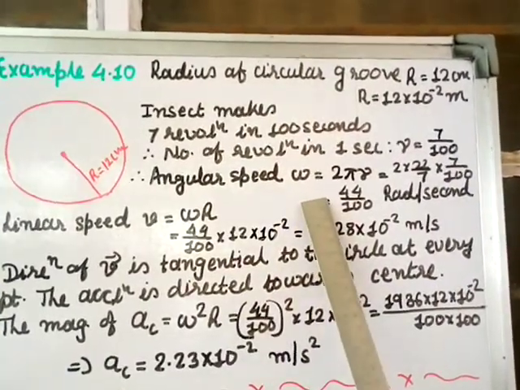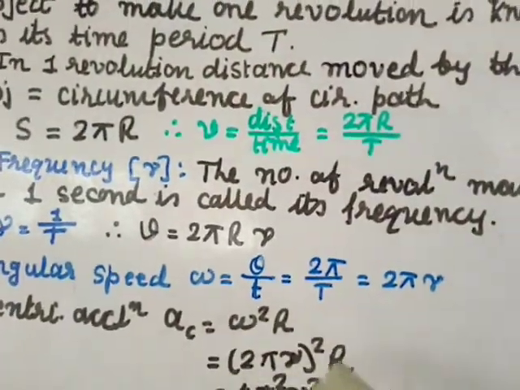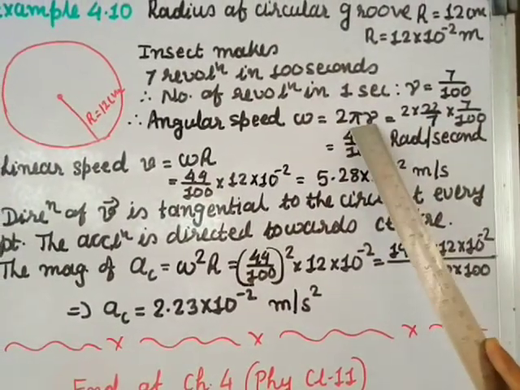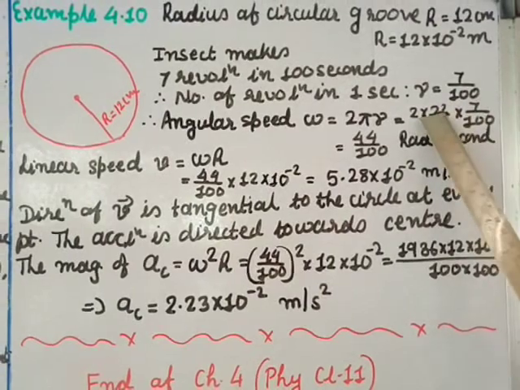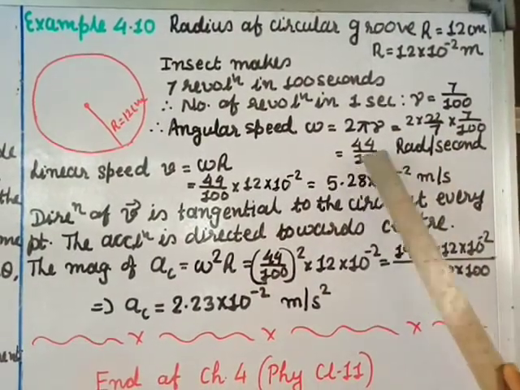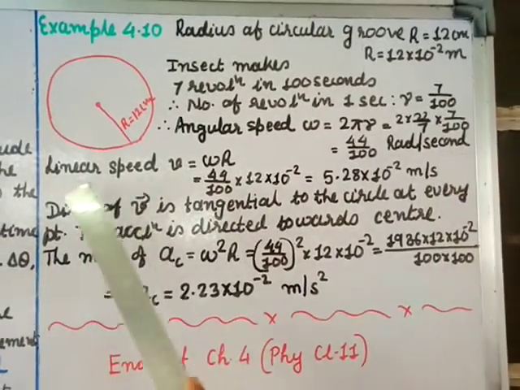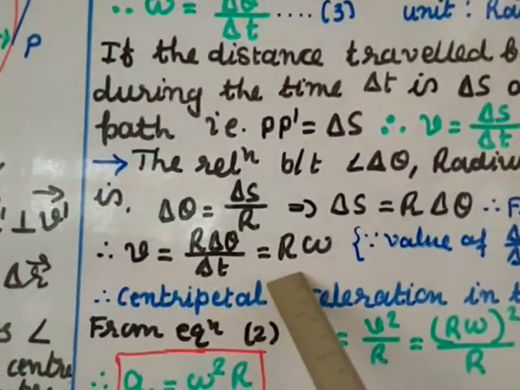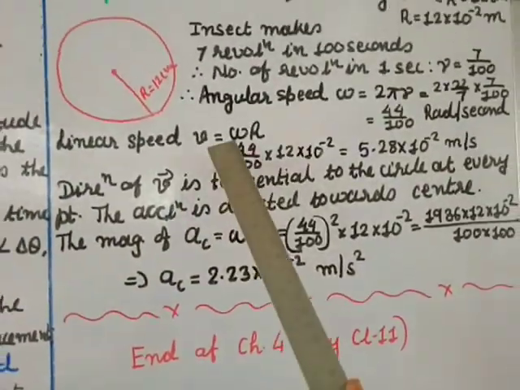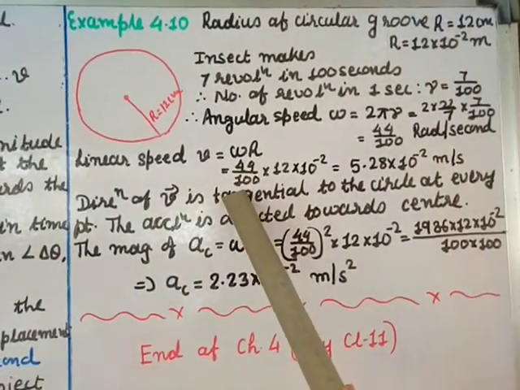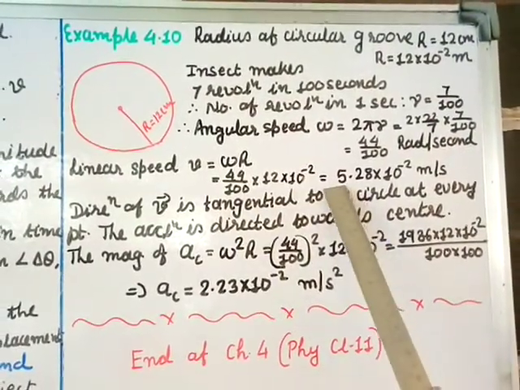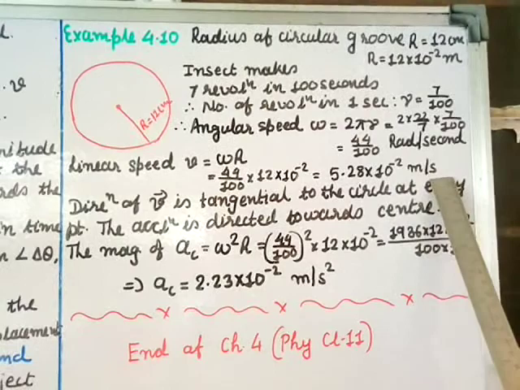Angular speed omega is equal to 2 pi mu. This formula I am using, angular speed 2 pi mu. So you put the value: 2 as it is, pi value is 22 by 7 and mu is 7 by 100. 7 cancels, 22 into 2 is 44 divided by 100, and omega is in radian per second. Now linear speed v is equal to omega into r. Placing the omega value 44 by 100 into r, which is given as 12 into 10 power minus 2, multiplying you get 5.28 into 10 power minus 2 meter per second.